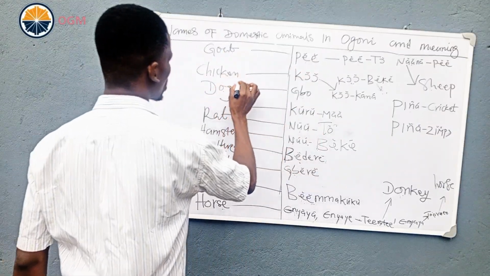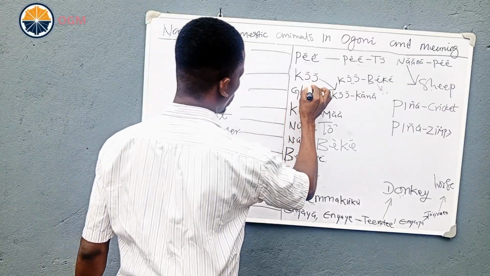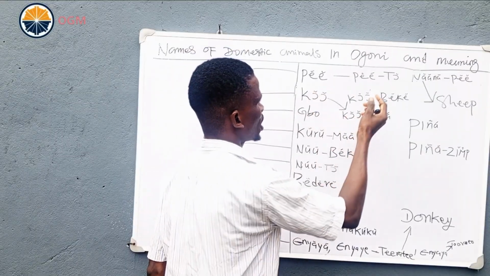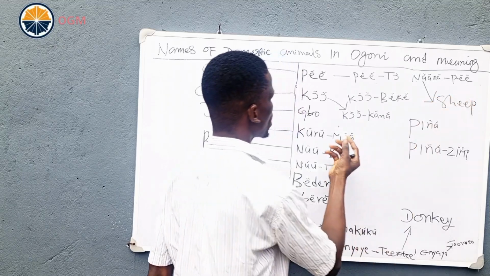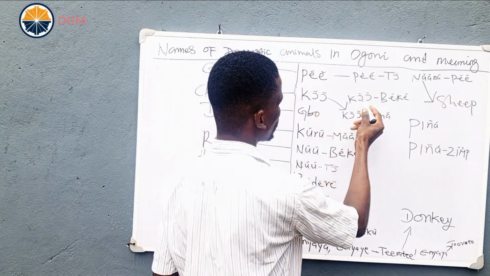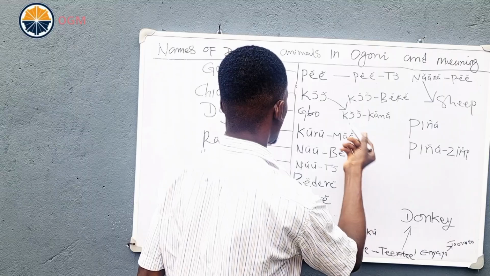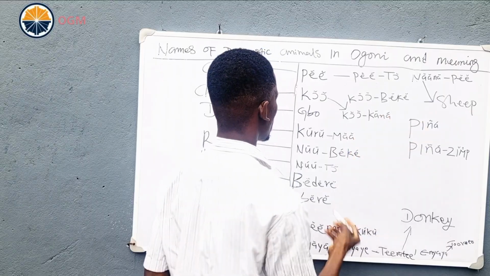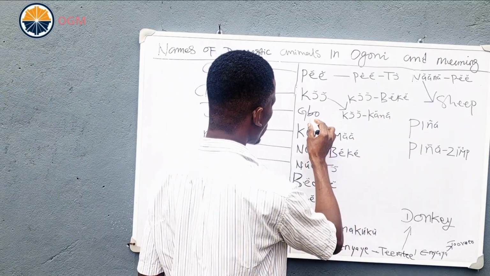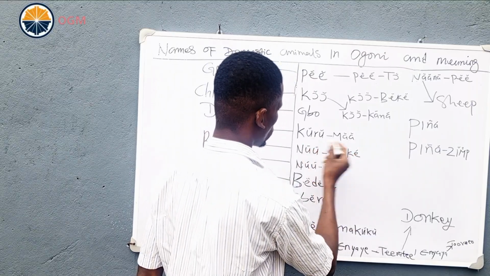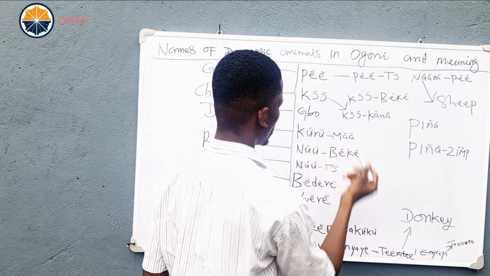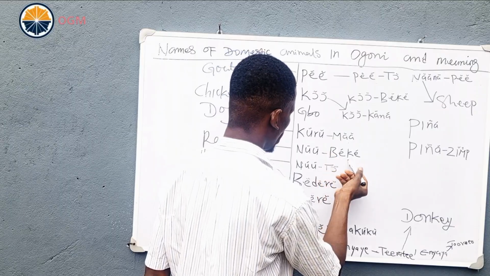Number 2, we have chicken, which is corn. We have pay top, and we have nana pay. Here we have corn, we have konbeke, and we also have konkana. Here we have book, here is konkana, here is kuru. We also have kuruma, we also have kuru beke.